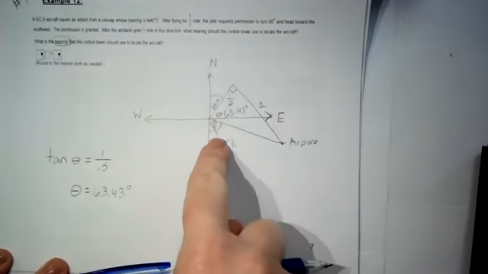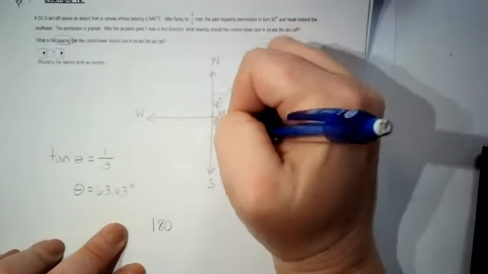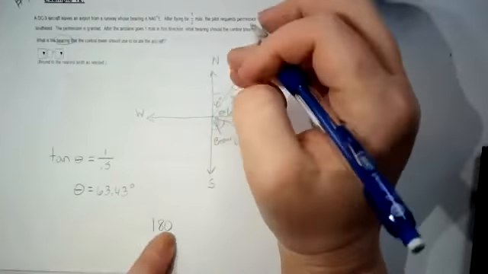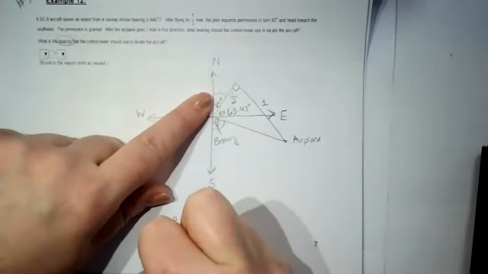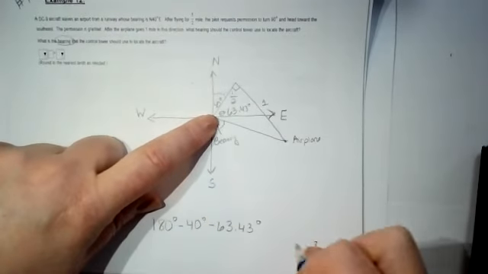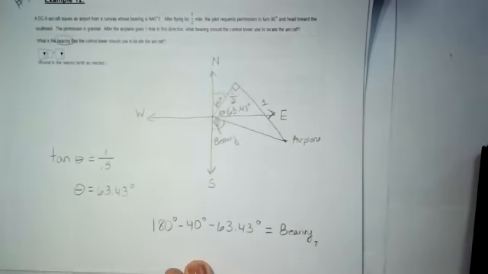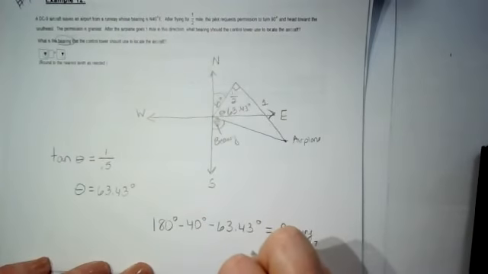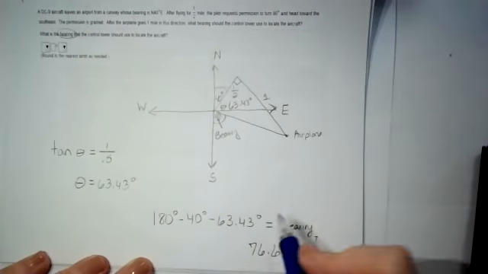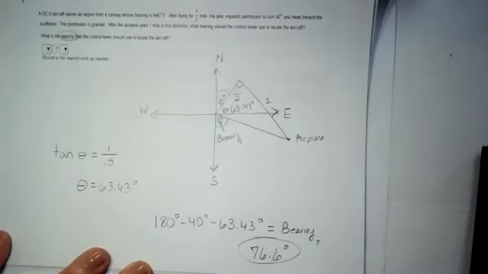And now we just have to find our bearing. Okay, so again, this whole line, this whole angle here would be supplementary. This would be 180 degrees. So if I do 180 minus the 40 where it started, minus the 63.43 we just found, that's going to give me the bearing, whatever's left. And it turns out our bearing is 76.6 degrees.